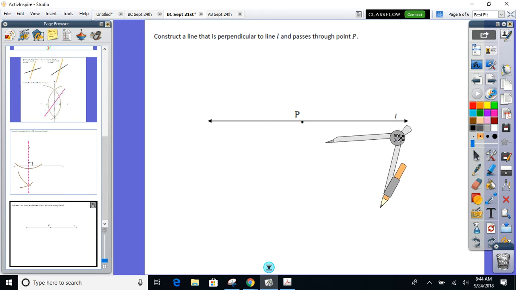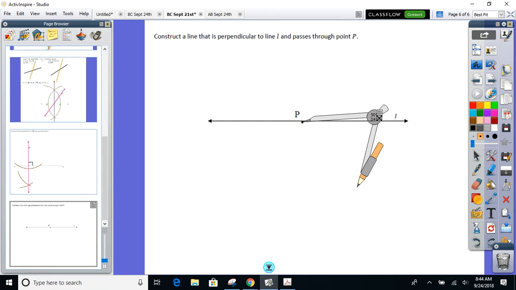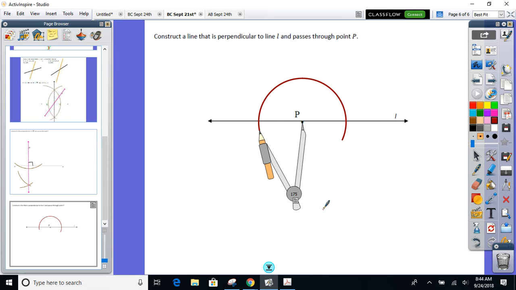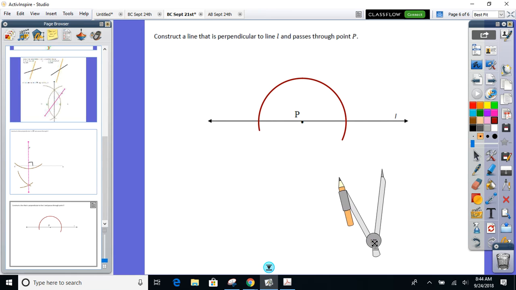On P. But now you have a decision to make. You can go above or you can go below. Happy or frown, I don't care. All right, make it intersect that line in 2 spots. So you can either go above the line or below the line. Will not affect it at all. Above or below. Open up your compass slightly wider after that first step.